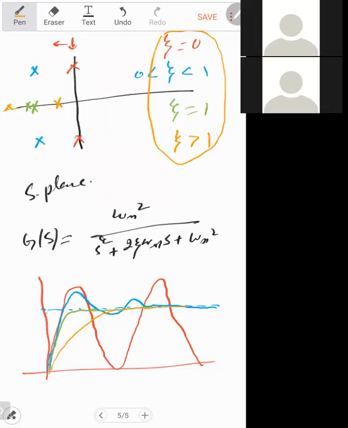But as it moves from the left hand side into the right hand side, then we can say that the system is not stable.